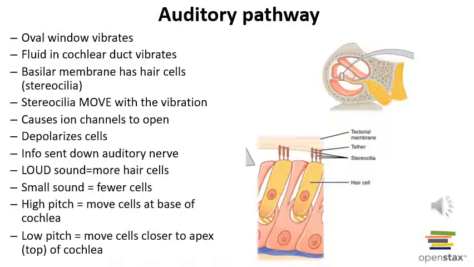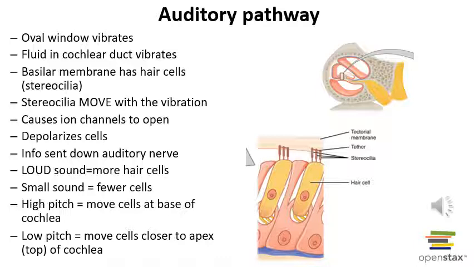What's very convenient is I've got this cross-sectional view of my cochlea at right. I see the scala vestibuli, I see the scala tympani, I see the scala media in between, I see the close-up view of the organ of Corti, and down below I see the basilar membrane, I see hair cells in yellow, I see stereocilia attached to the tectorial membrane above. Let's look at the bullet points. The oval window vibrates. The fluid in the cochlear duct vibrates. The basilar membrane has hair cells. We call those stereocilia. The stereocilia move with the vibration.